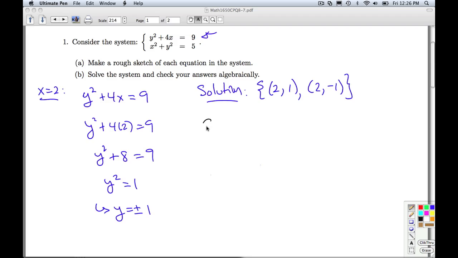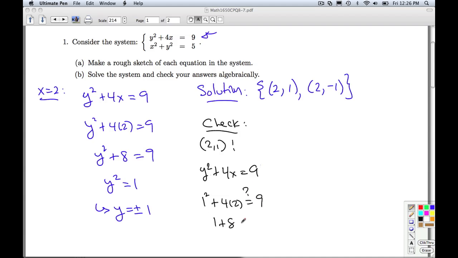Okay, let's check our answer. How do we check the solutions? Well, just like with any other system of equations, we have to plug the values of x and y into each equation and show that each equation holds. So I plug in x is 2, y is 1 into the equation y squared plus 4x equals 9. So 1 squared plus 4 times 2, does that really equal 9? Well, 1 plus 8 sure does equal 9. So it works in that equation.